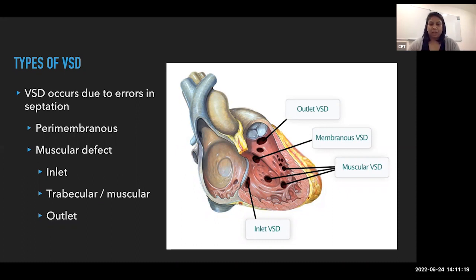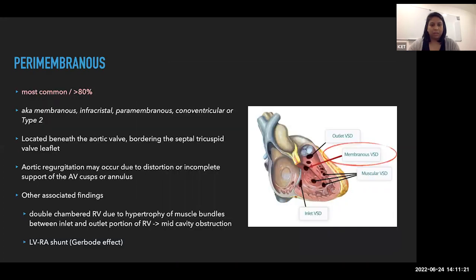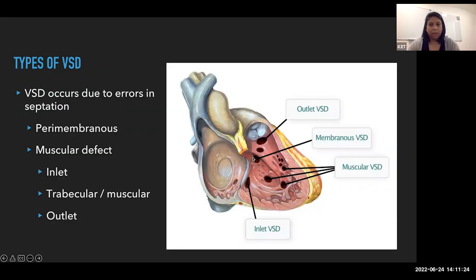First is your perimembranous VSD. This comes from the membranous part of the interventricular septum. Then you've got your muscular defects. These are from the muscular part of the interventricular septum, and as there are different components of it, there are VSDs associated with each part: a VSD associated with the inlet, the main muscular component, and the outlet or the outflow tract. I'll just go into those in a little bit more detail.